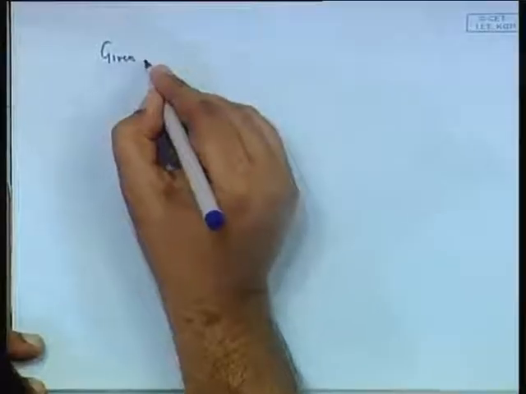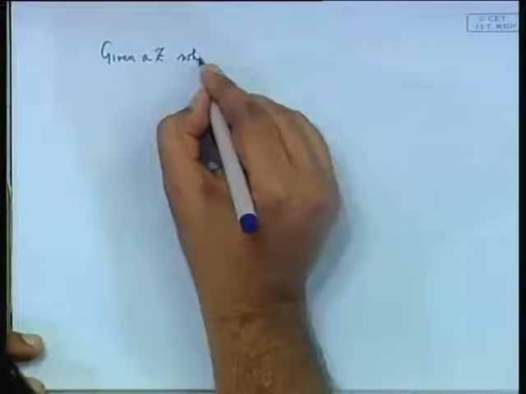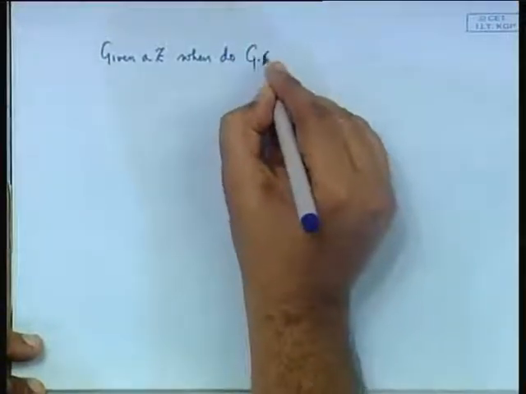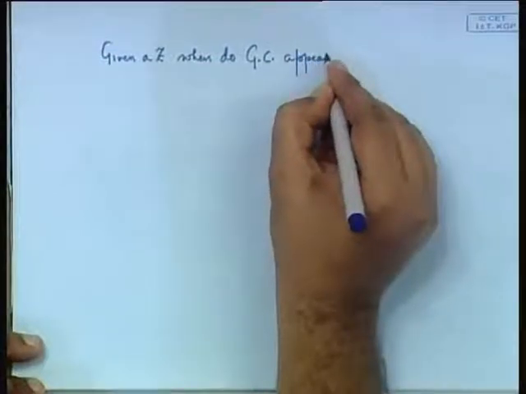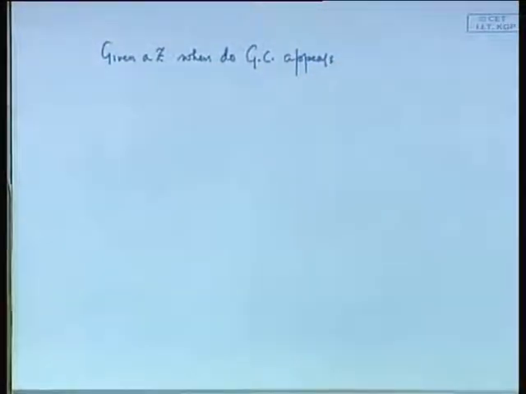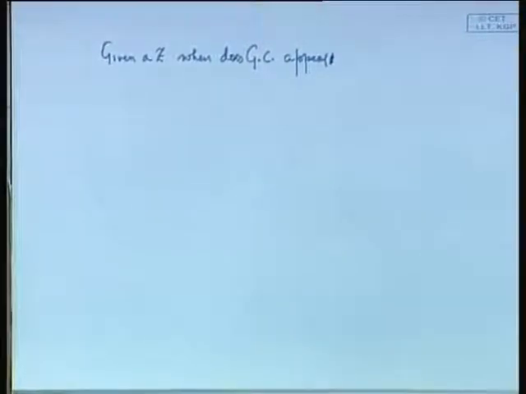The next question which we want to ask is: given a z, when do giant components appear? When does a giant component appear? Z is the average degree. We do not vary p; we take n tends to infinity.